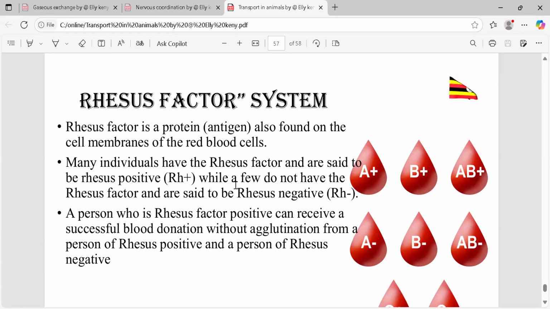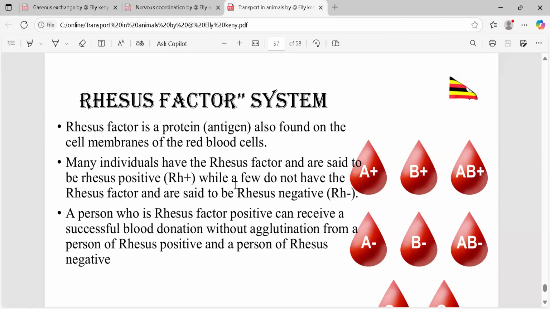Okay. So many individuals have the rhesus factor and are said to be rhesus positive. It means that they have the antigen, the rhesus factor. While if you don't have the rhesus factor, you are said to be rhesus negative. Now, a person who is rhesus factor positive can receive a successful blood donation without agglutination from a person of rhesus positive and a person of rhesus negative.